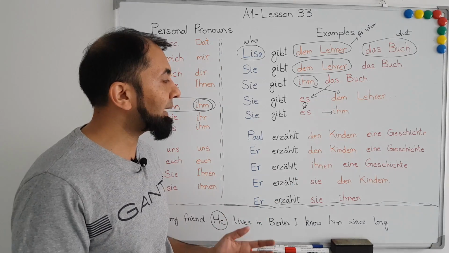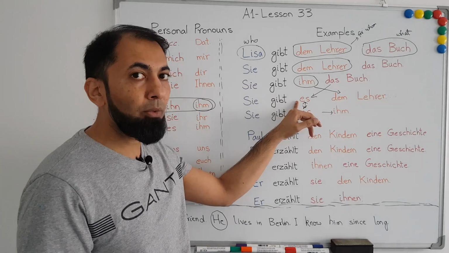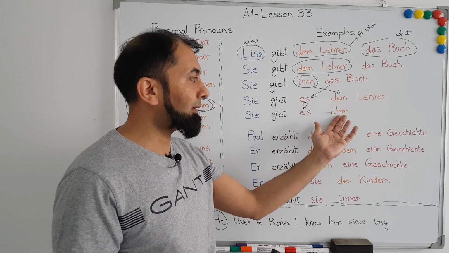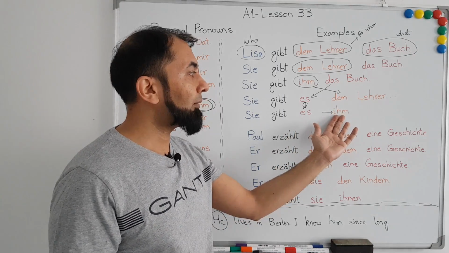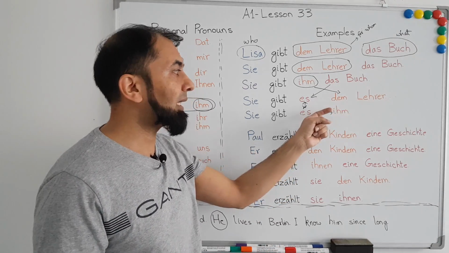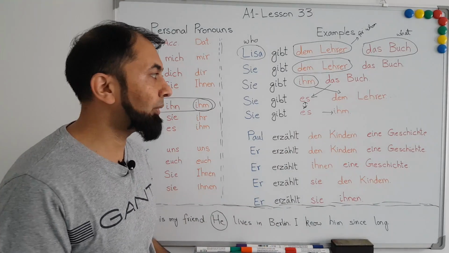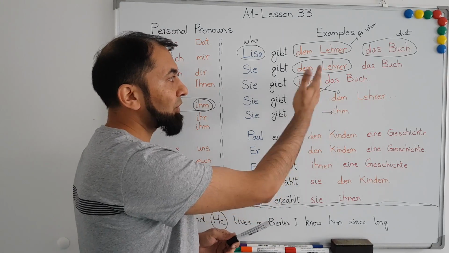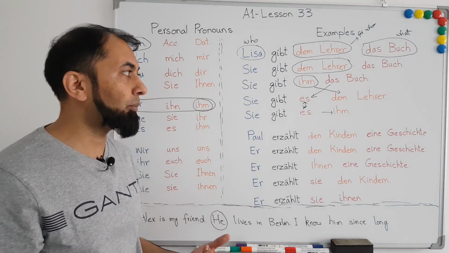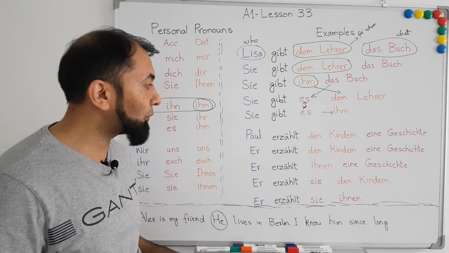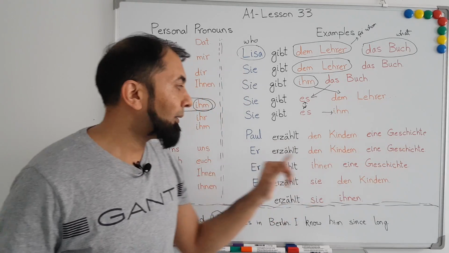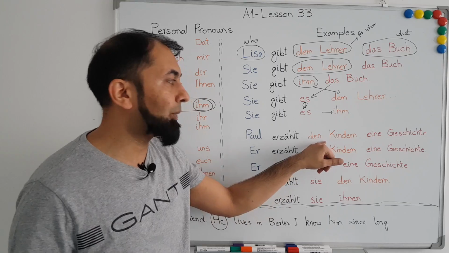Now one thing that you have noted is that if you use the personal pronoun of the direct object, it will come soon after the verb, and the indirect object or the dative, whether it is used as a personal pronoun or as a noun, will come after the accusative personal pronoun. So this is how the position of accusative and dative will change if you use personal pronouns instead of nouns. Now let's move to the next example, which is Paul erzählt den Kindern eine Geschichte. Paul tells a story to the children.